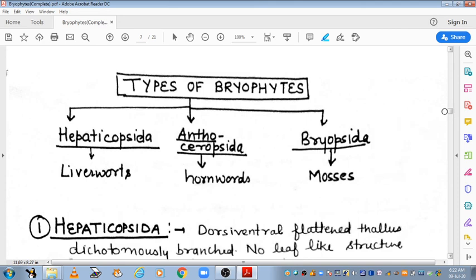Now, the different types of bryophytes are, there are three classes: Hepaticopsida, Anthoceropsida and Bryopsida, that is liverworts, hornworts and mosses. We will discuss these classes one by one in the coming videos.